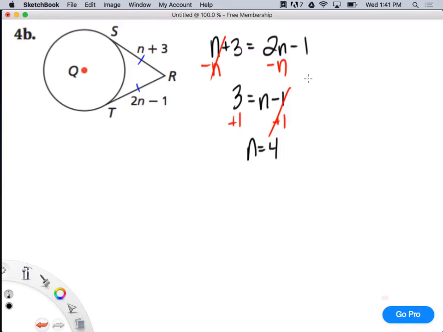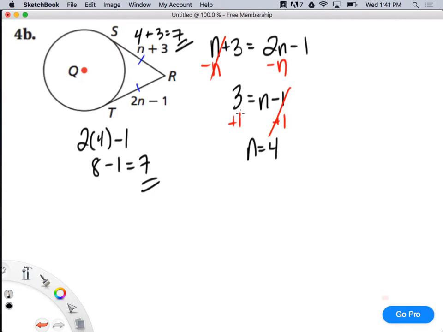Am I done? What do I do? Plug it in. Here I get 2 times 4 minus 1. 2 times 4 is 8, minus 1 equals 7. Do I have to plug it into this one? Well, you could. What do I know it's already equal to? 7. But I can always check. I get 4 plus 3 equals 7. Cool? Do you guys understand that? Any questions? It said find RS. Yeah, RS is 7.